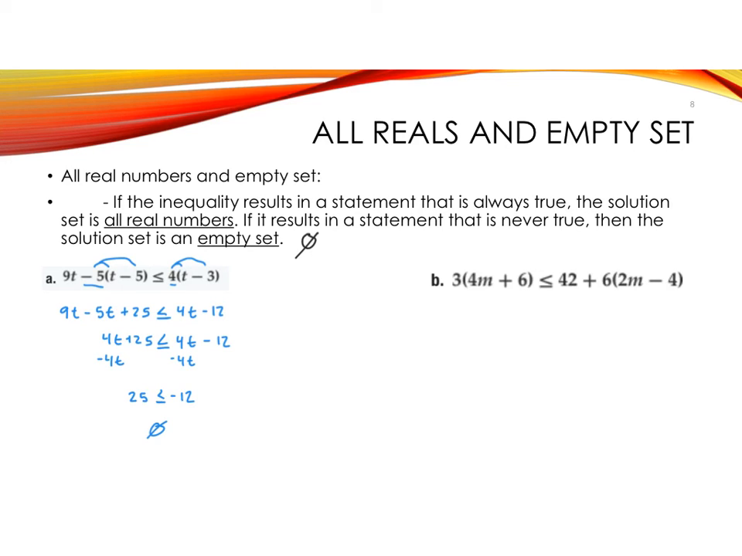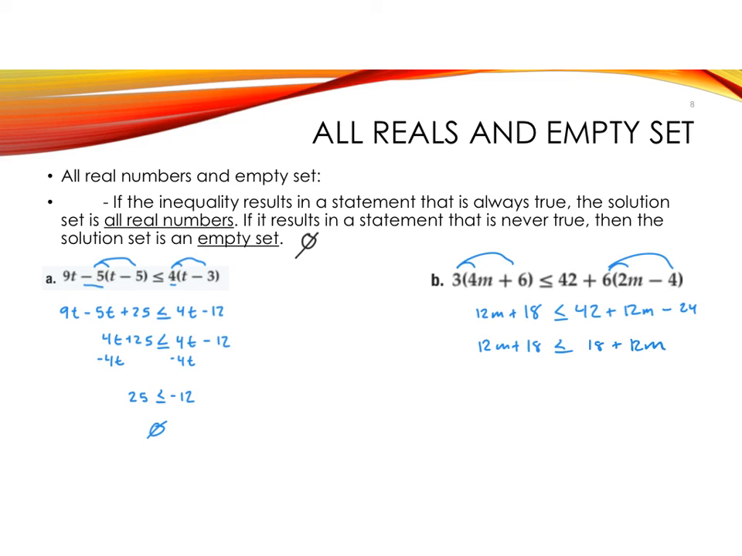Now let's go on to the other one. Again, address your parentheses first. So I'm going to distribute the 3 in and the 6 in over here. So that's 12m plus 18 is less than or equal to 42 plus 12m minus 24. 12m plus 18. Combine like terms over here. So 42 minus 24 is equal to 18 plus 12m.